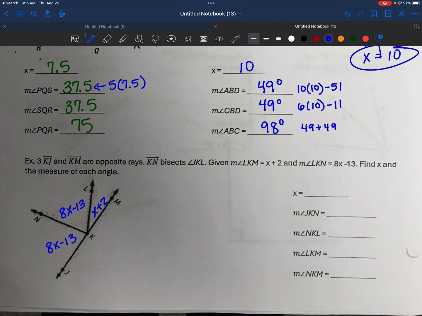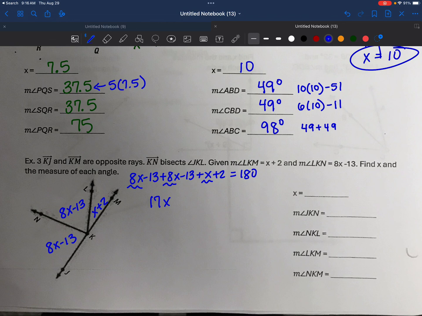Okay? We want to find x and the measure of each angle. So, who can tell me first, how could I solve for x here? Set what equal to 180? Good. All three of them, right? So what am I going to do with all three angles? What operation? Add them all together. 8x minus 13 plus 8x minus 13 plus x plus 2 equal to 180. Good. So even if we have three angles that form a straight line, we know they have to add to 180.